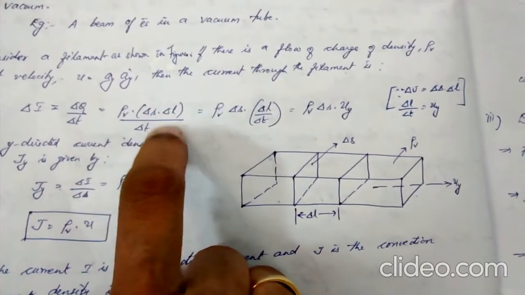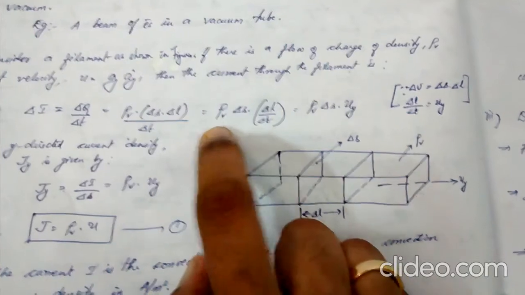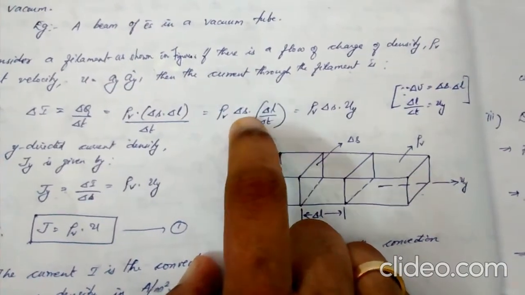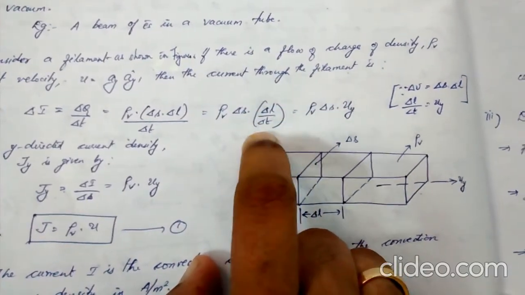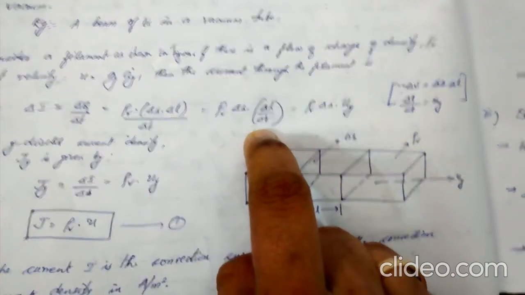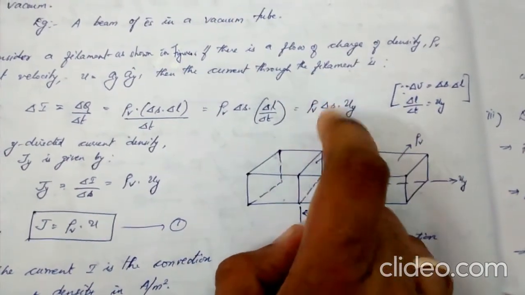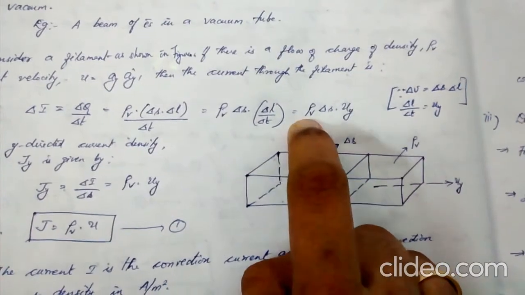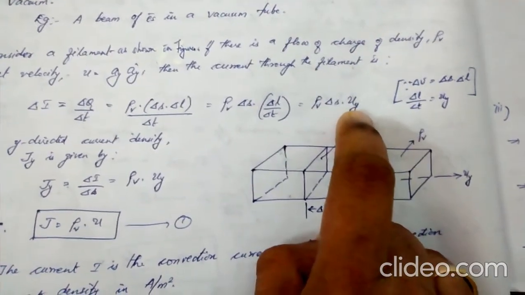Now a small rearrangement is done, and you are taking this delta S outside. So rho V into delta S into delta L by delta T. What is length by time? It is your velocity uy. Okay, so rho V into delta S into uy.